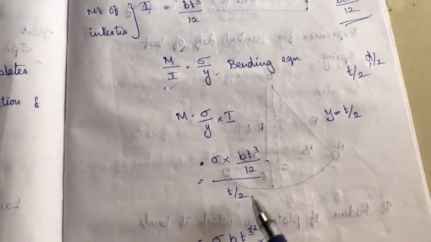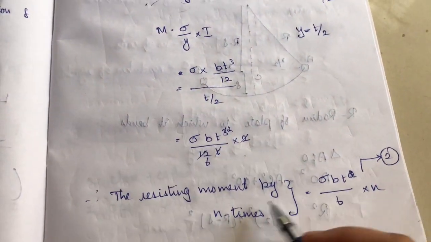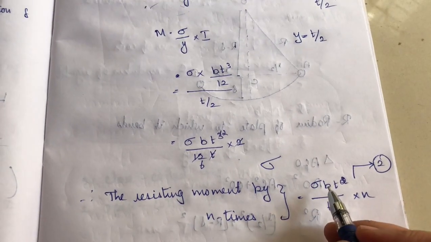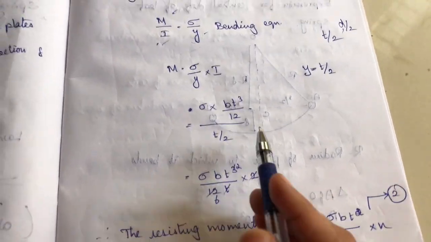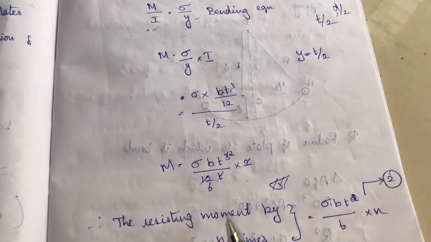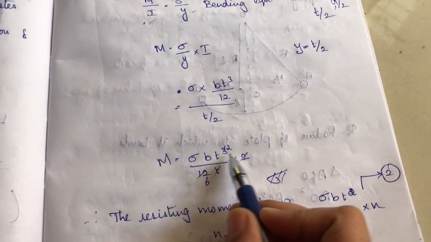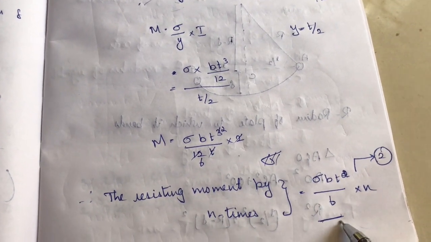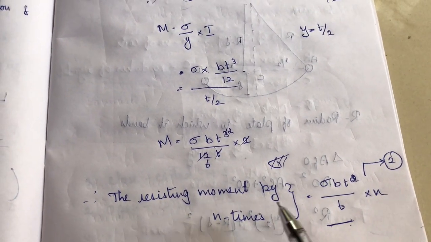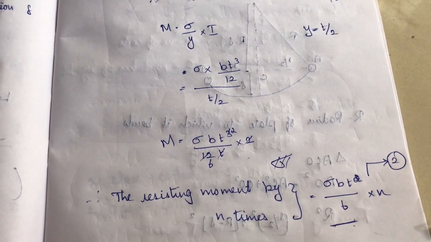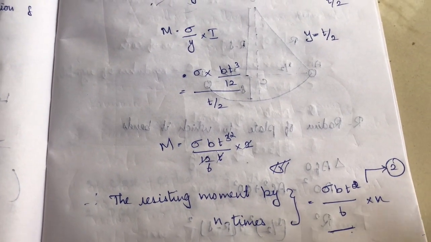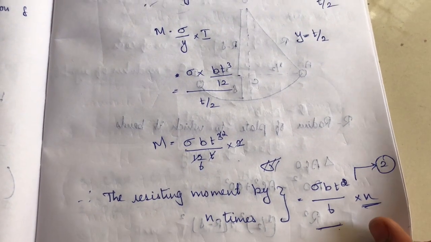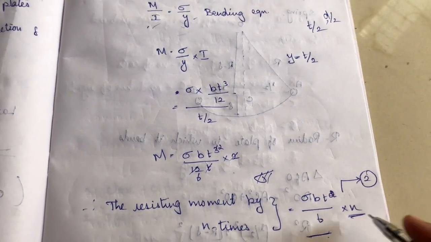Yes. So just substitute all the values here and you will get the M as sigma BT square by 6. You can see here sigma BT square by 6. But the resisting moment will be N times, because there are N number of plates, right? So you need to multiply this by N here. Okay, so this is the second equation.